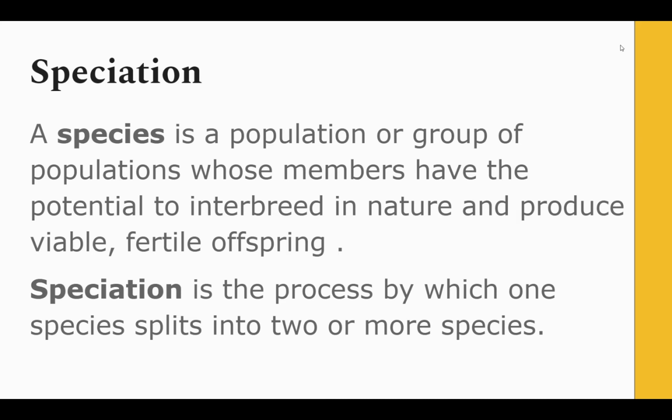So, a whole population or group of populations that can interbreed and produce fertile offspring, that is a species. And speciation is where we have one species splitting into two or more species over time. It's not like an instantaneous thing. It takes some time and some selective pressures coming one way or the other.